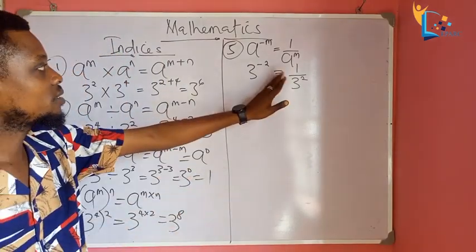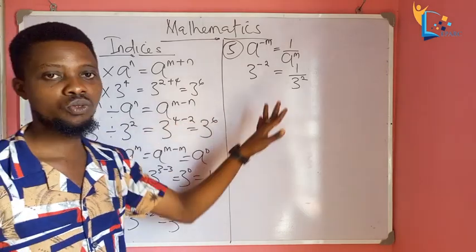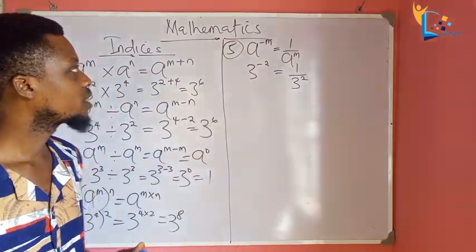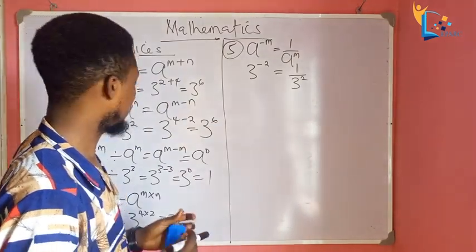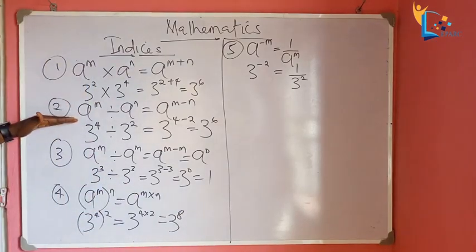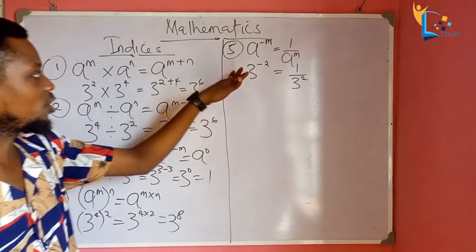Okay? 1 all over 3 raised to power 2 for the fifth law. Then, okay, so we have law 1, law 2, law 3, law 4, law 5.